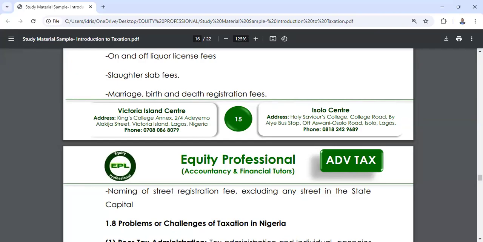Let's take note. You can be asked, what are the taxes collected by each tier of government? Let's know 5. You can be asked, what are the objectives of taxation? Let's know at least 5. You can be asked, what are the principles of taxation? Let's know at least 5.